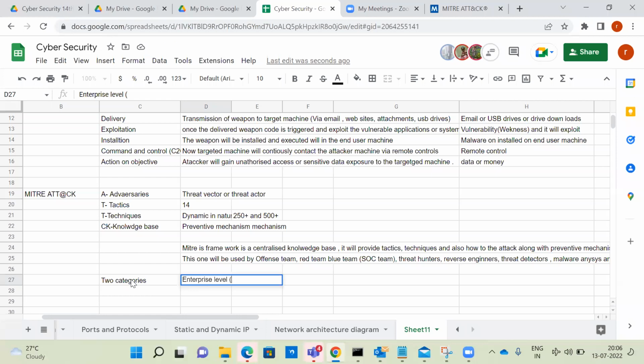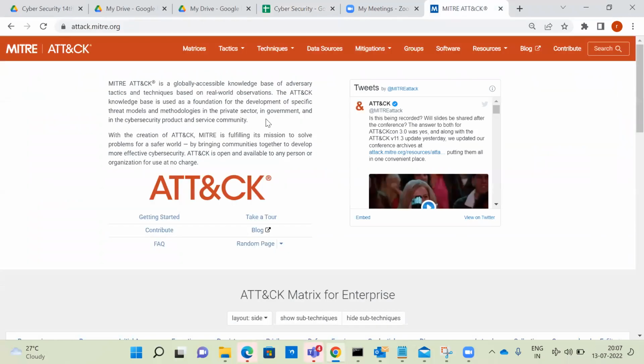Enterprise is nothing but larger organizations, large companies or big organizations. The next one is mobile. So these are the categories of the tactics, techniques, and procedures, and also the knowledge base they have defined. This is the website you can go and see. So tactics: enterprise level, mobile level, even ICS also, industrial control system.